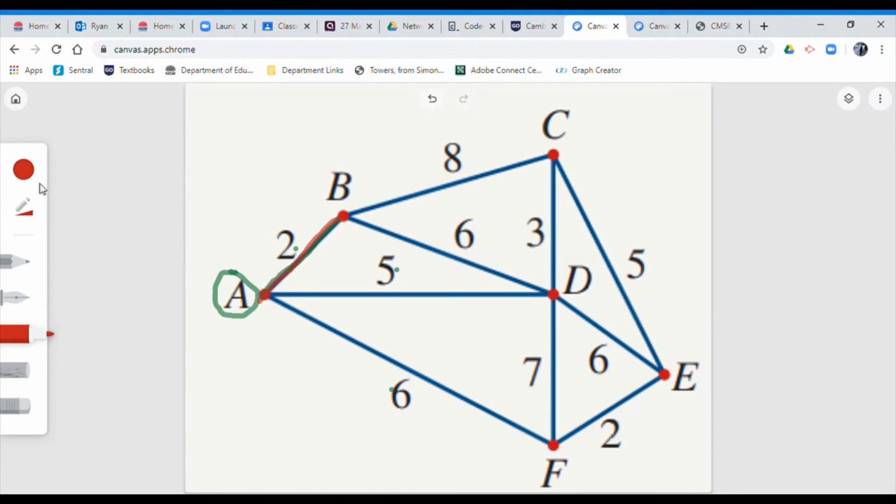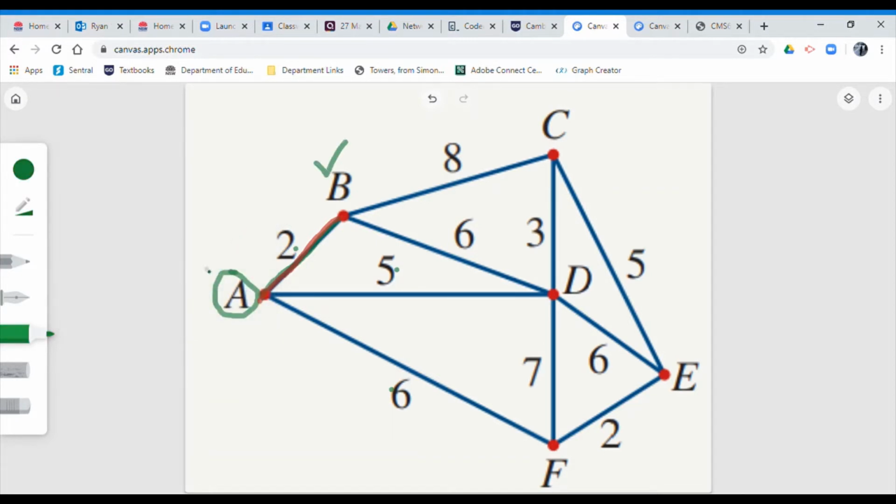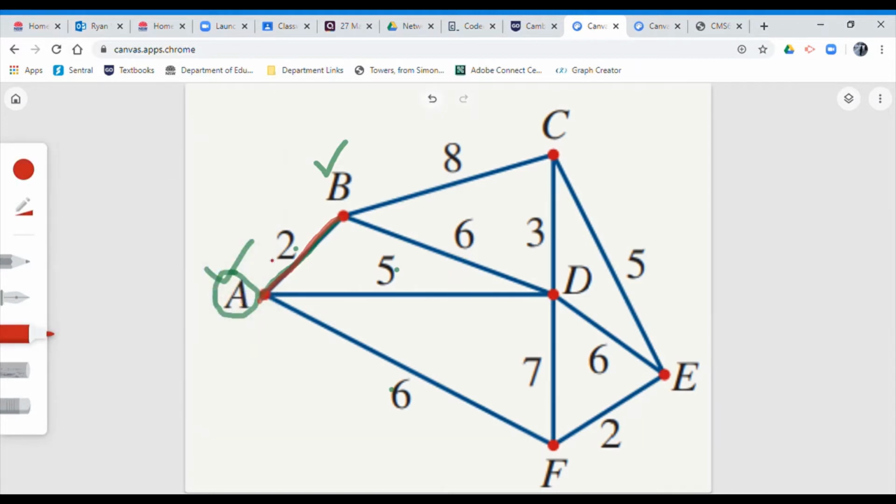We've now been able to visit A and B. So we've got A taken care of, and we've got B taken care of. So we've got those two vertices taken care of. Next thing we're going to do is look at the different possibilities we have from the two vertices we have in front of us. So we're going to look at both A and B.